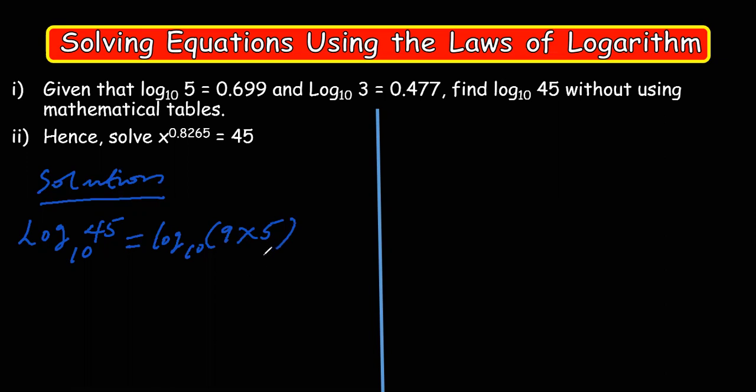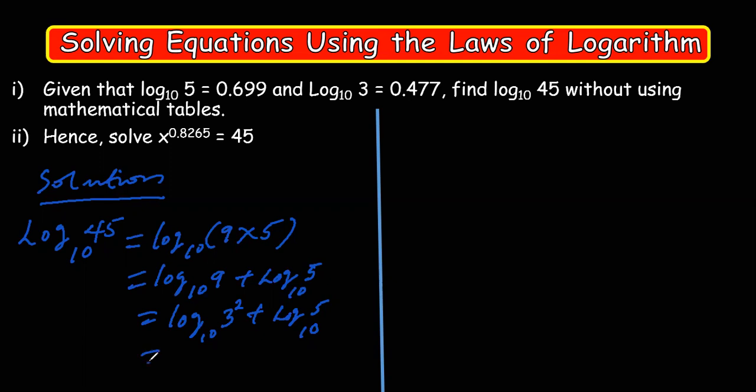And then for further simplification, we are going to have log 9 in base 10 plus log 5 in base 10. Let's simplify this further. So we should have log of 3 raised to the power of 2, base 10, plus log 5, which is also in base 10.